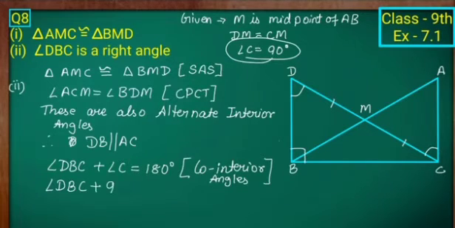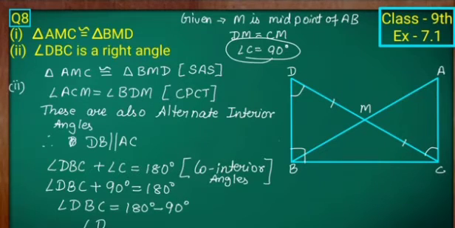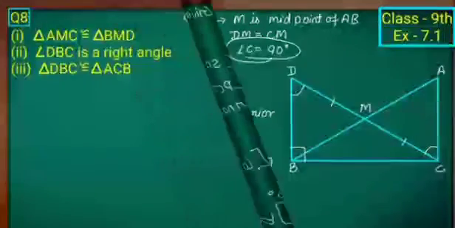Angle C equal to 90 degrees. So just substitute: angle DBC plus 90 degrees equal to 180 degrees. Now angle DBC equal to 180 degrees minus 90 degrees. So angle DBC equal to 90 degrees. That's it. We proved that angle DBC is a right angle. So second part also over. Okay students, then third part.